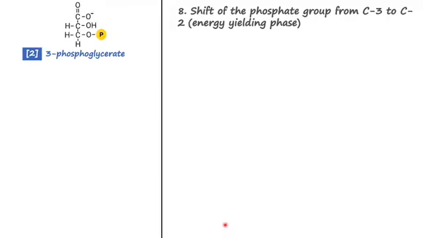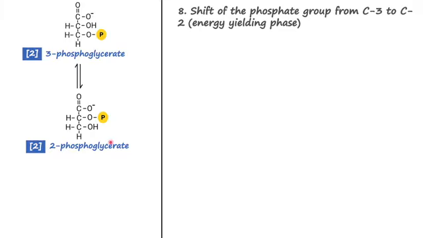Now in the next reaction, 3-phosphoglycerate is converted into 2-phosphoglycerate, and the enzyme responsible for this reaction is phosphoglycerate mutase.